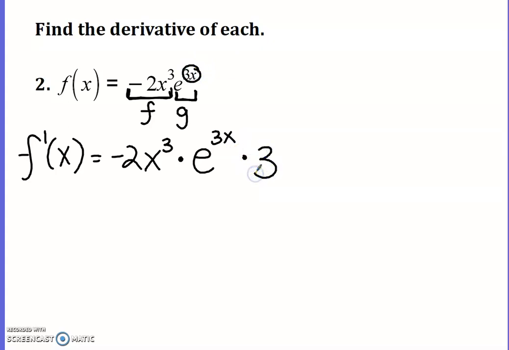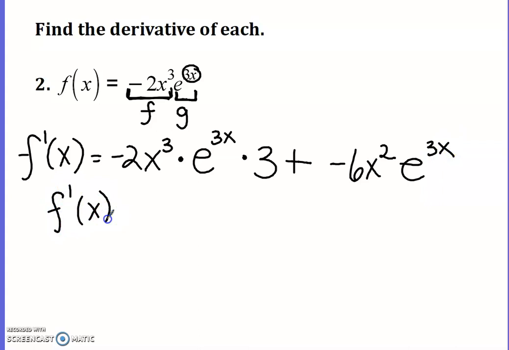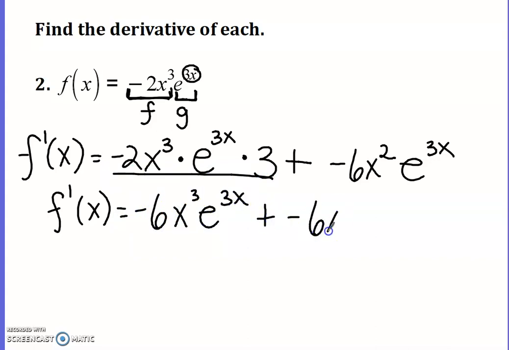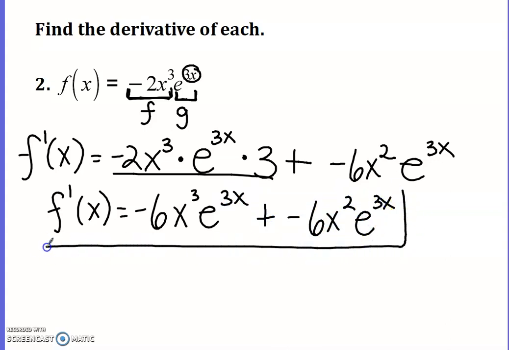which is just 3. Plus, now I take the derivative of x, which is -6x squared, and I multiply that by the second function. So when I simplify this down, that becomes -6x cubed e to the 3x plus -6x squared e to the 3x. Okay, there's number 2.